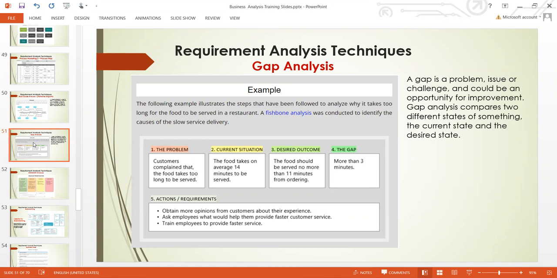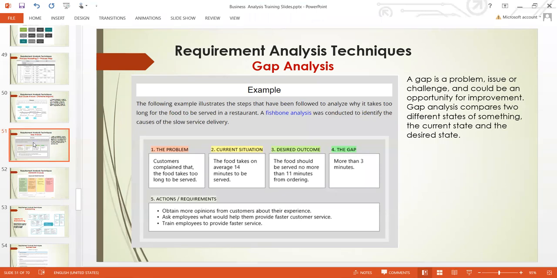So let's look at this example. The following example illustrates the steps that have been followed to analyze why it takes too long for the food to be served in a restaurant. A fishbone analysis was conducted to identify the cause of the slow service delivery. Here the customers are complaining that it takes too much time to serve their food. Every time they place an order, it takes a long time to serve. They keep on waiting and they are not happy about it. So what is the problem? How do we solve this problem using gap analysis?